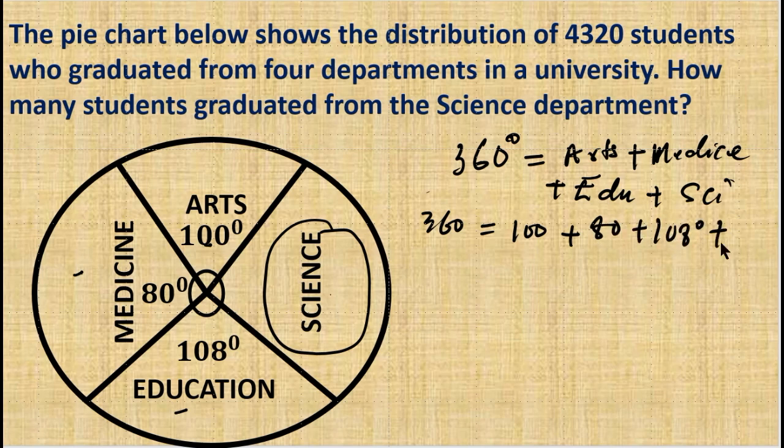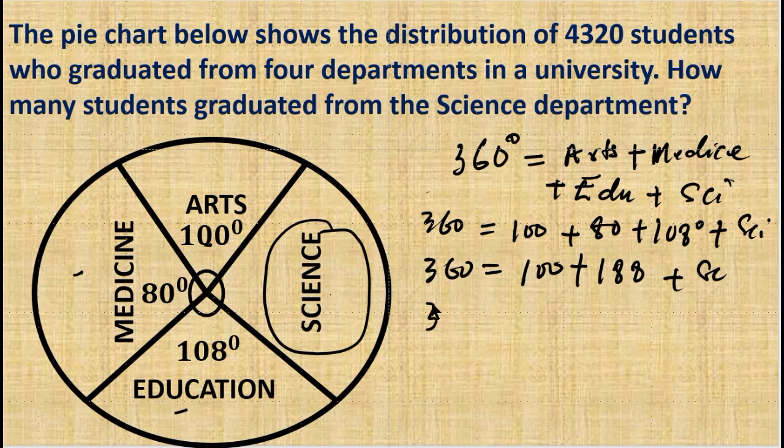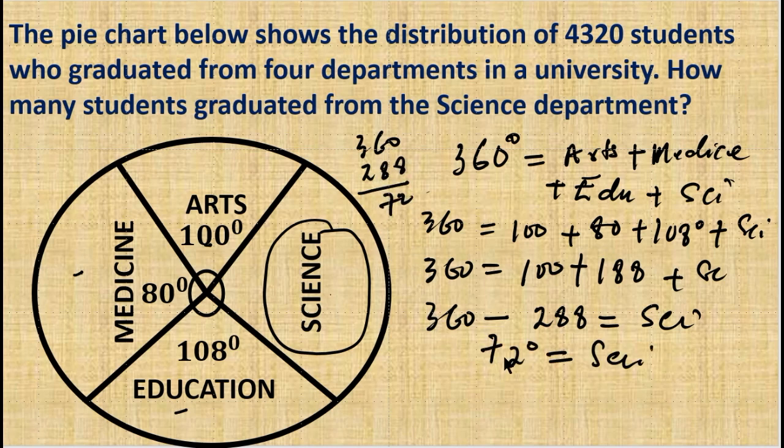Now, 360 will be the same thing as 100 plus 188 plus science. That means 360 minus 288 will be the same thing as science. So that's 360 minus 288, that's 72. So that 72 degrees is subtended by science.